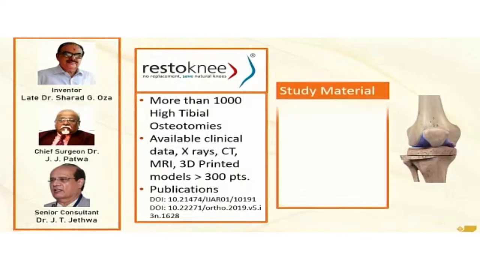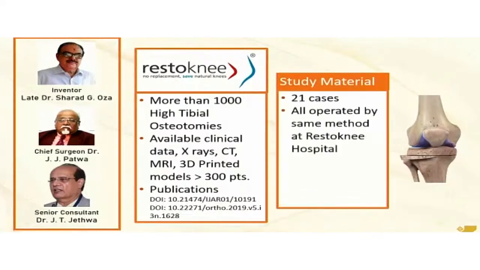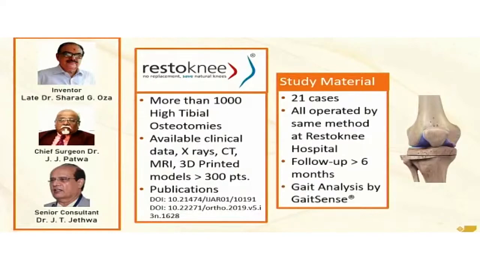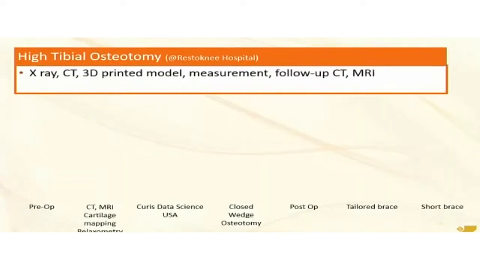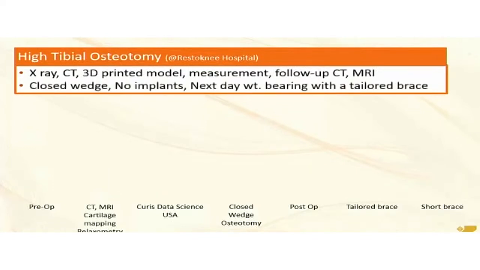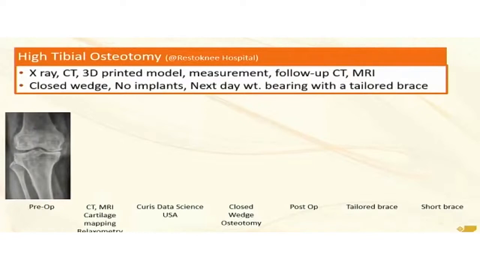So basically 21 cases have been included in this study, all operated by the same method at Restoknee Hospital, and follow-up was up to 6 months. Gait analysis was done by Gait Sense, that is the tool. As usual with the other methodology, X-ray, CT scan, 3D model printing, and measurements, follow-up CT, everything is done. But it's basically a closed wedge, no implant, next day weight bearing with a tailored brace. That type of osteotomy is followed.